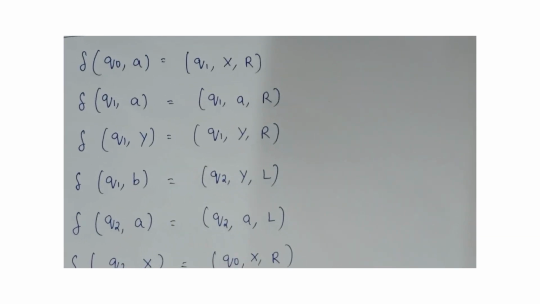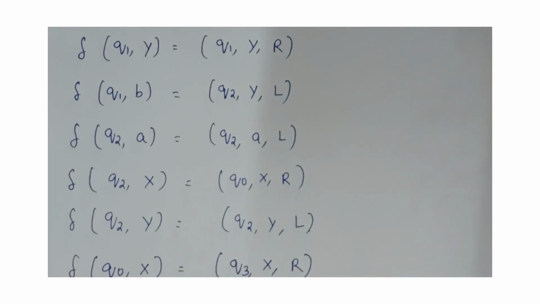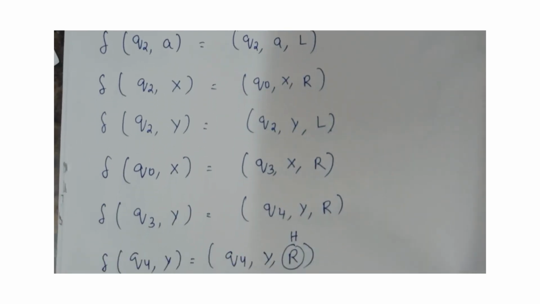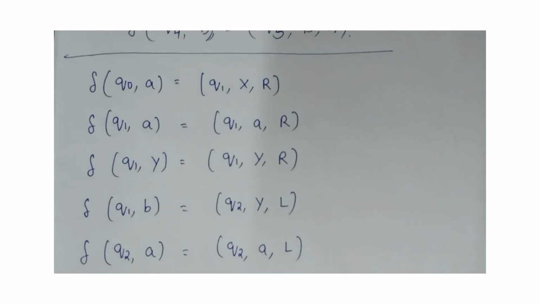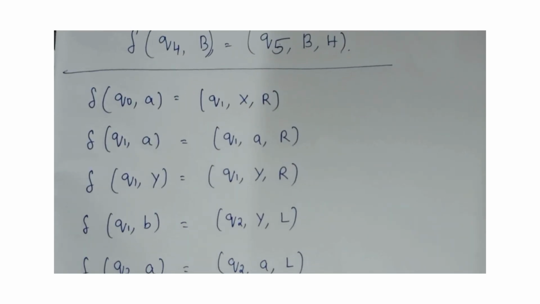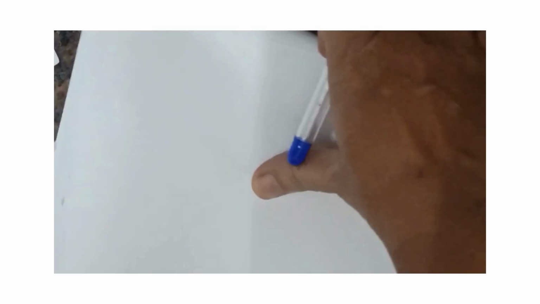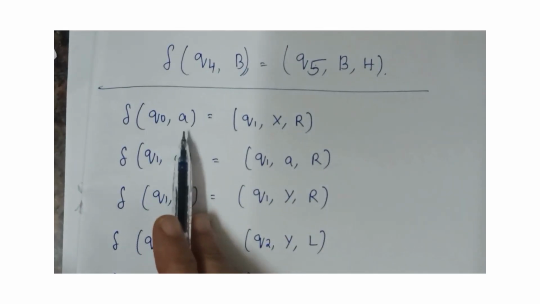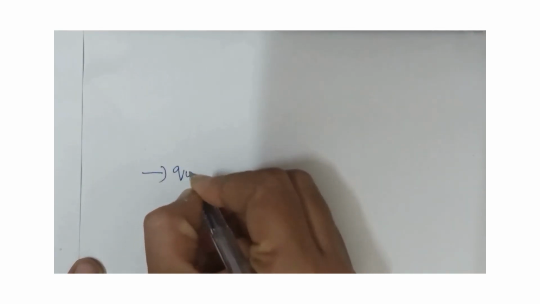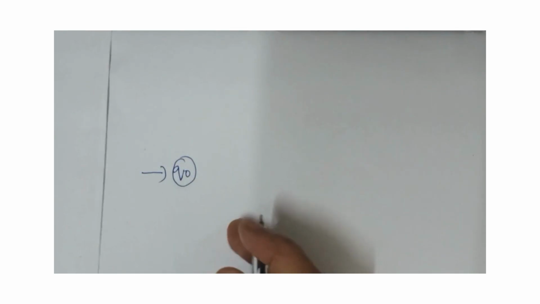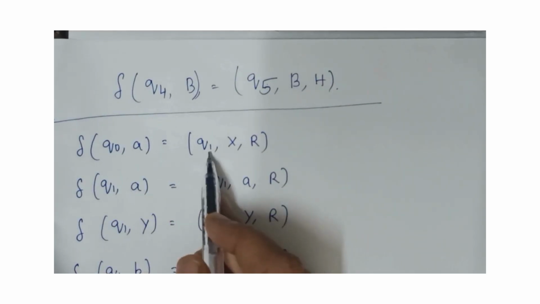So these are the transition functions. What we got once we applied the logic of the Turing machine over this particular problem are these transition functions. Okay. So now we will try to design a transition diagram for these functions. Let's start with the first transition function. What is this? Q naught on A is Q1 X R. So first we will design the state Q naught. Q naught on reading input symbol A goes to the state Q1.